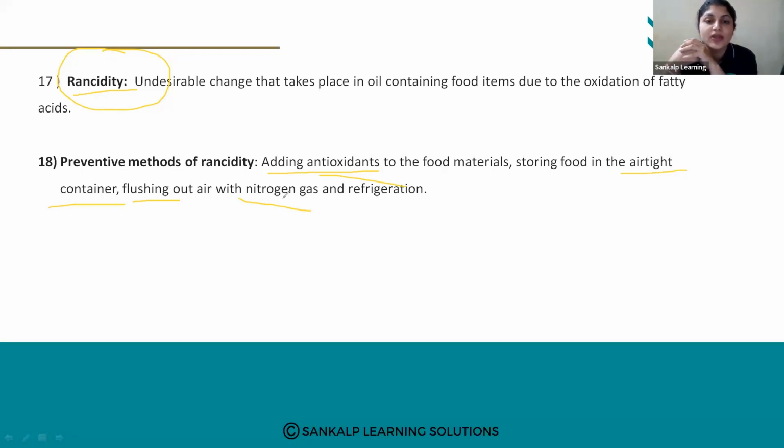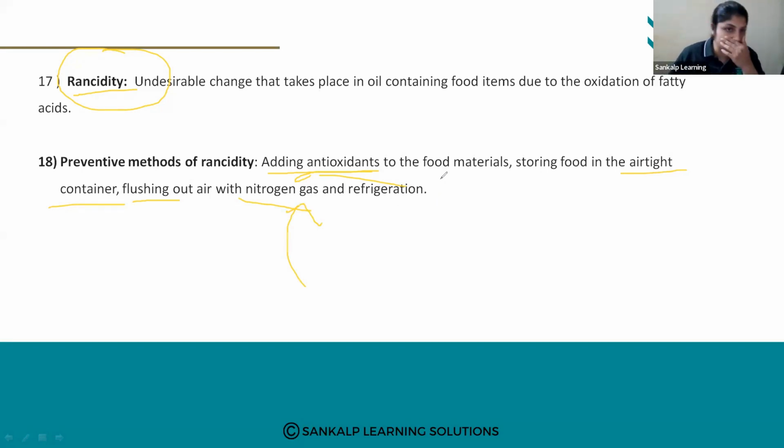Nitrogen gas is blown in so that the chips do not get oxidized. Here the nitrogen gas is acting as an antioxidant. Why? Because the potato chips should not get spoiled. So the antioxidant which is used here is nitrogen gas.